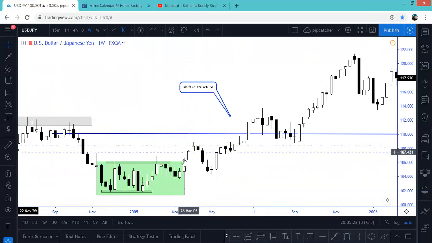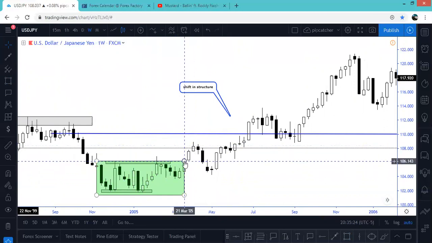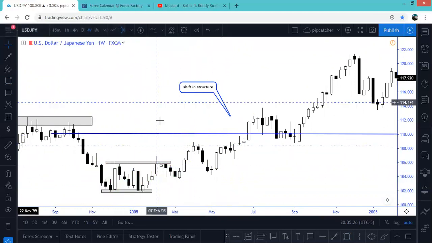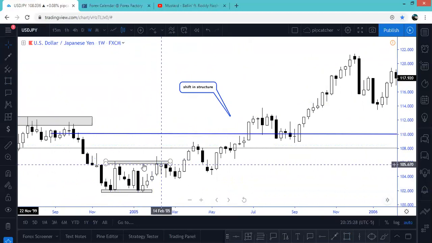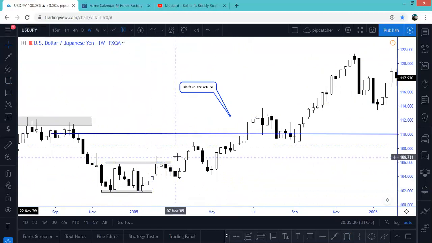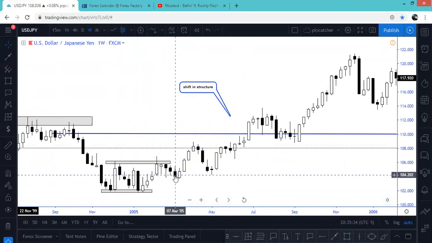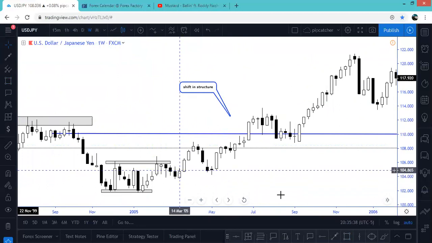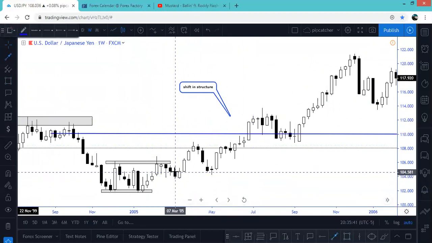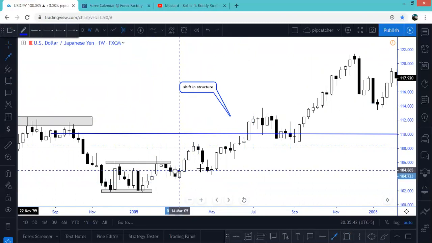But what really stands out to me is when GU broke out of the range, when it broke these equal highs, what happened? What did price give us? We had this last down candle before that up move, right? So what do we see?